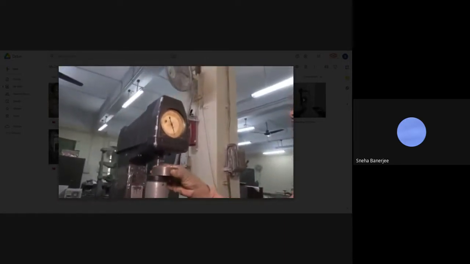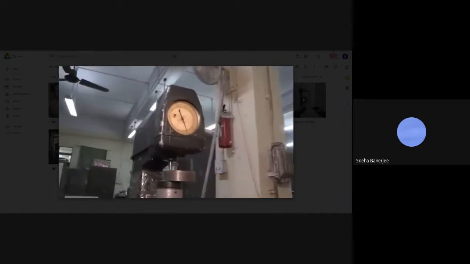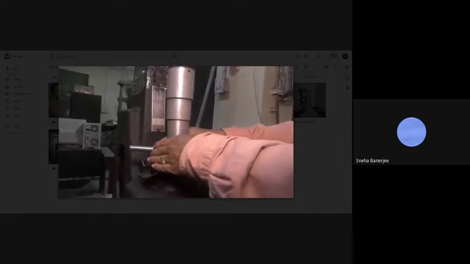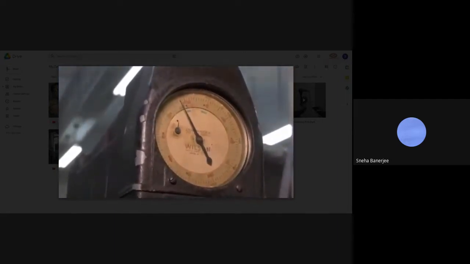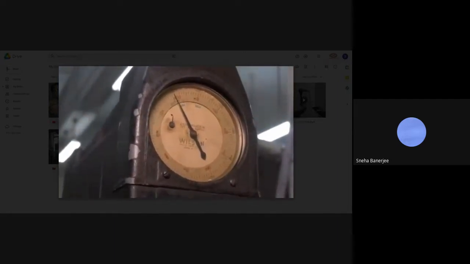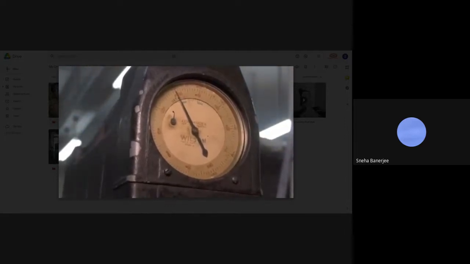Let us get 2 other values. We will make an average. Next. Again you see, we are focusing on the pointer. It is coming to that black dot. Now he is setting the 0 mark, and then he will apply the 100 kg force.